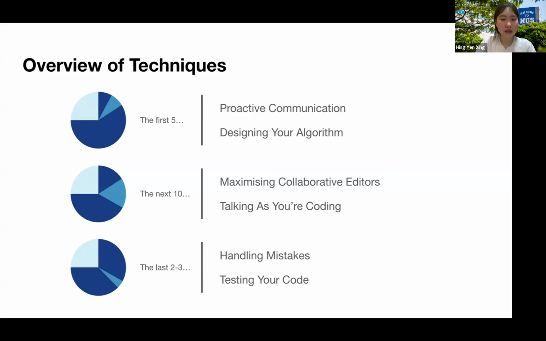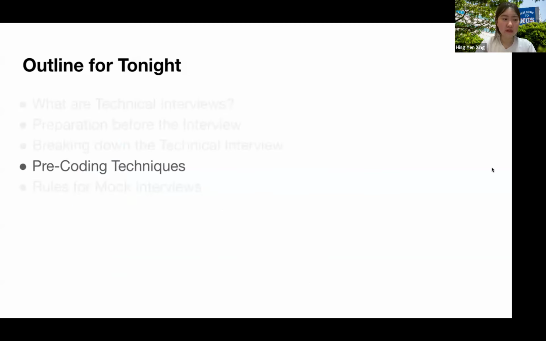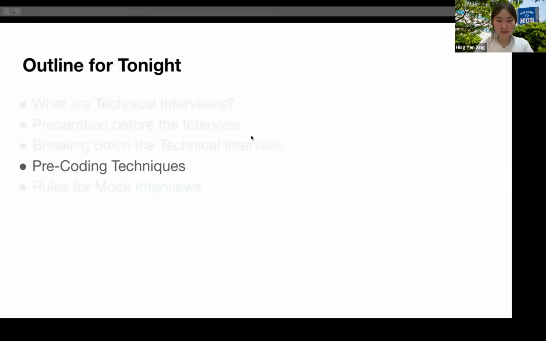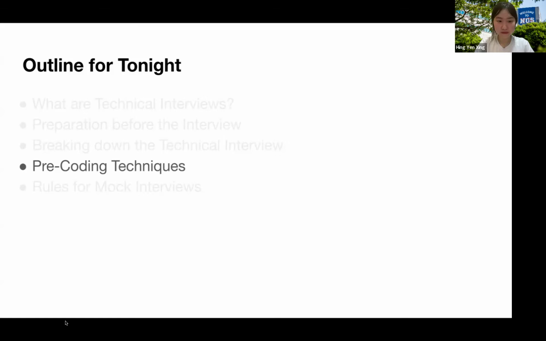The last 2-3 minutes is to handle mistakes. You might have some typo, or you might have missed out some part in your code. This time is for you to clean up your code and also to test whether your code runs or not. So without further ado, let's delve into all the pre-coding techniques that I mentioned just now. My friend will continue with the next part. Okay, let me stop sharing my screen.